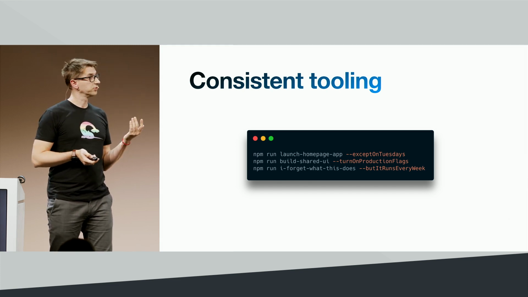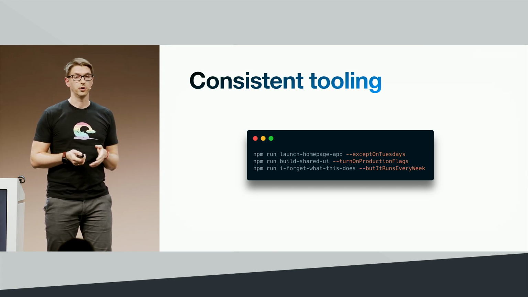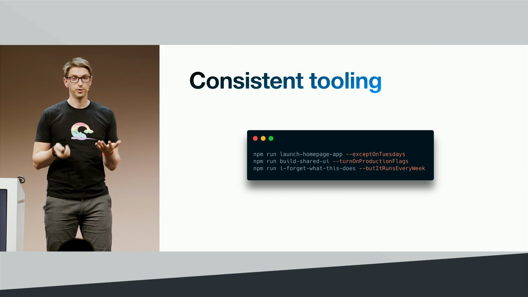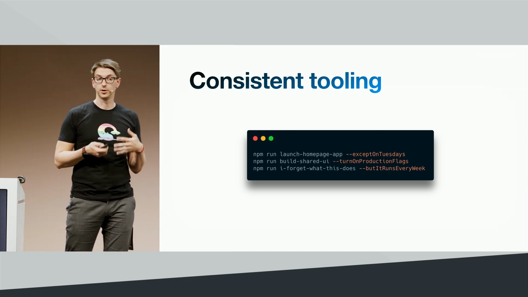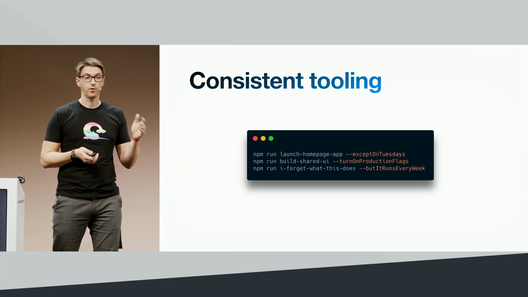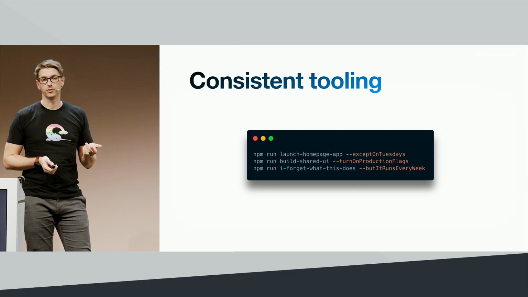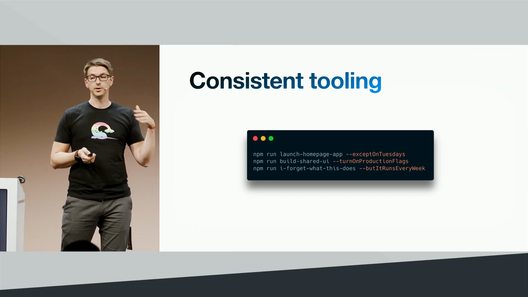But monorepos also provide consistent tooling. So you always start your application with serve, you build them with build, you test them with test, you lint them with lint, you run end-to-end tests with end-to-end, and always the parameters are the same. If you specify a parameter, for example parallel, it's the same for everyone. If you specify the name, it's the same for everyone.